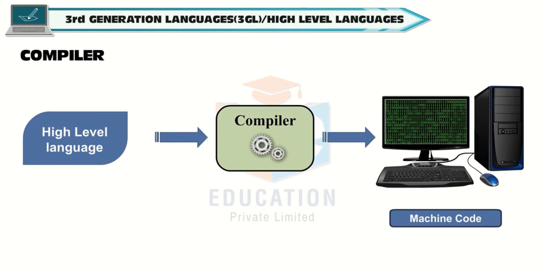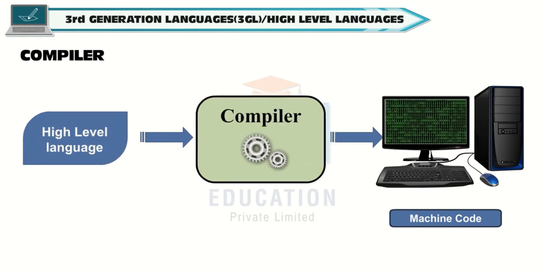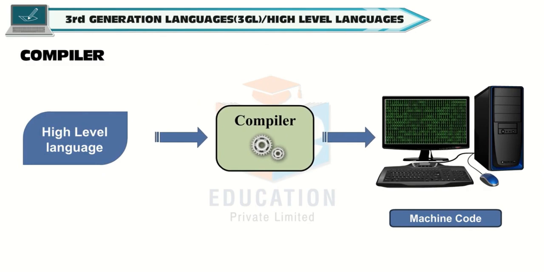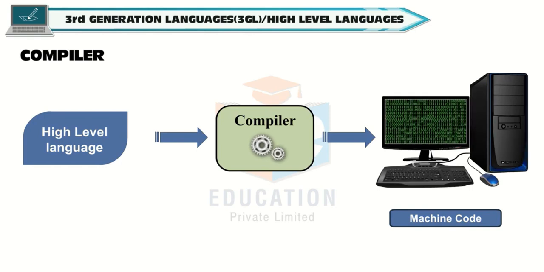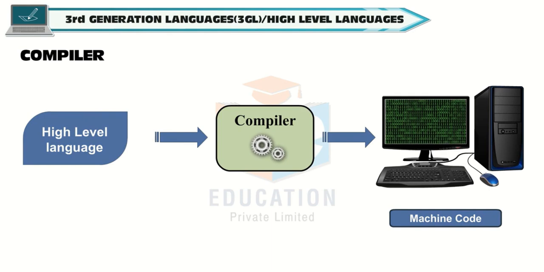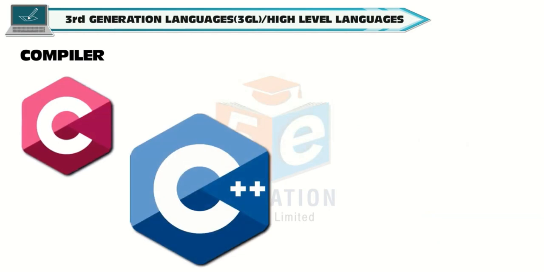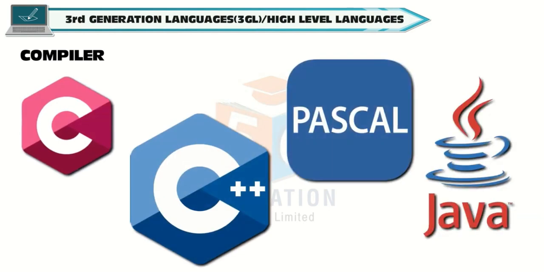The compiler was created for the third generation programming languages. The high-level language uses a lot of English-like words, and the compiler converts the entire written program into one object code. This is later run by the CPU. This is a better version of the assembler because the compiler doesn't check line by line. Instead, the entire program is executed in one go. Some programming languages that use compilers are C, C++, Pascal, and Java.